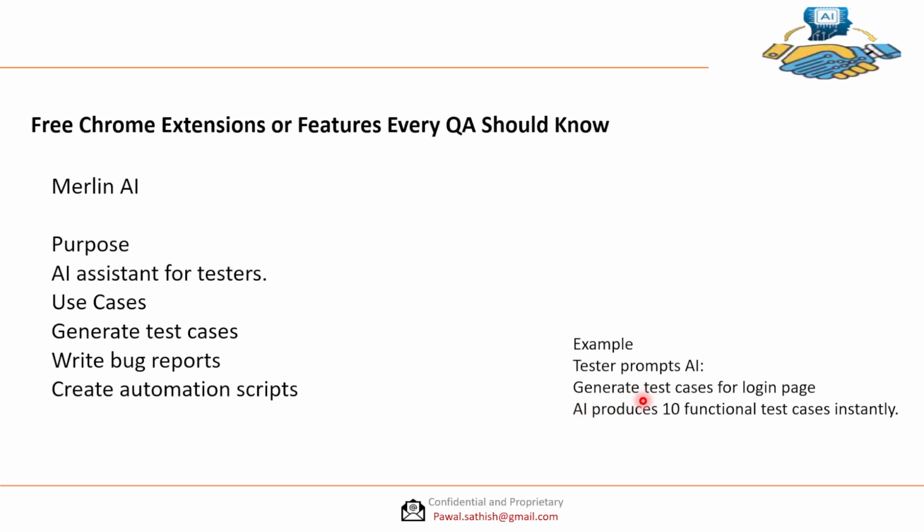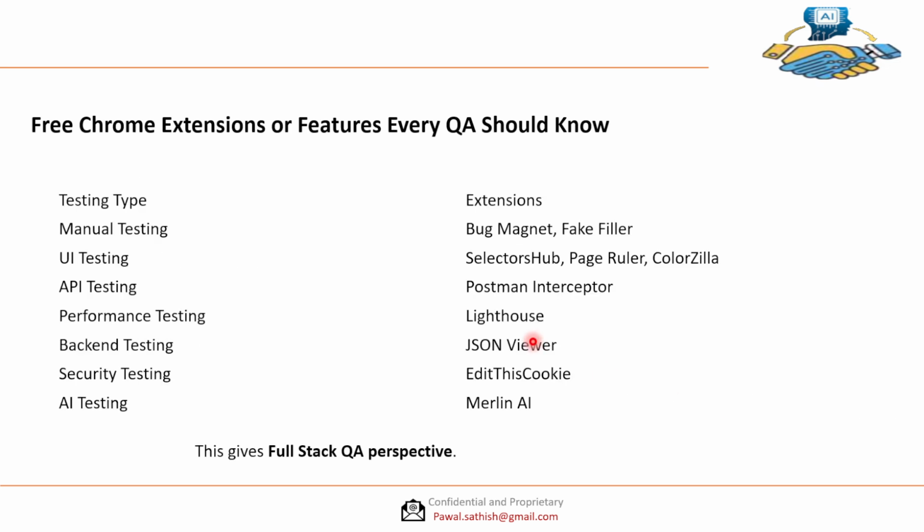As a QA, as a full stack QA, we need to give the prompt like "generate test cases for login page." Then definitely this Mainline AI produces 10 functional test cases instantly. This is the extension of features every QA or full stack QA should know, so that we will increase our productivity and give a quality deliverable.